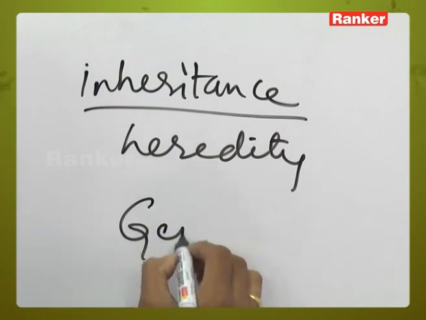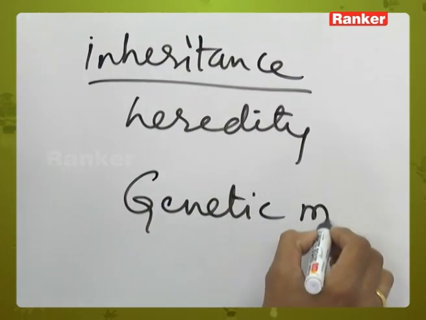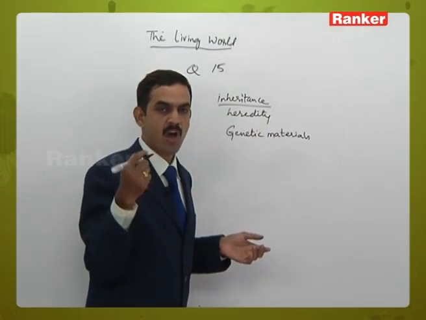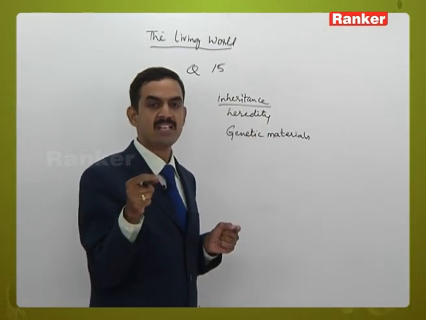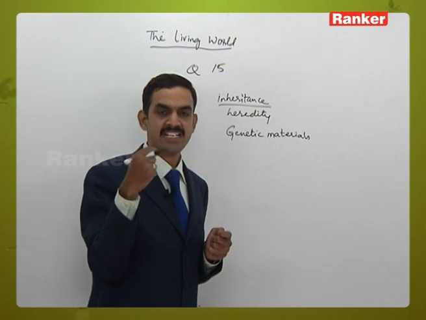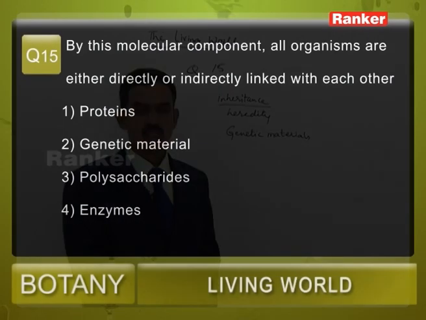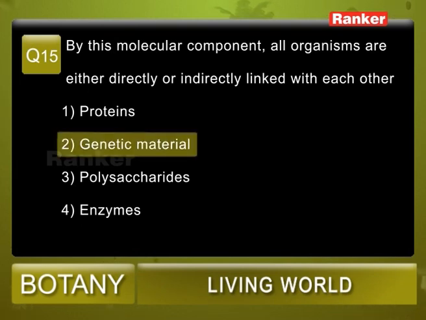So we can consider that genetic material, either RNA or DNA based on the type of organism, is the one which helps in direct or indirect linking between the various types of living organisms. So question number 15, the correct answer is 2.